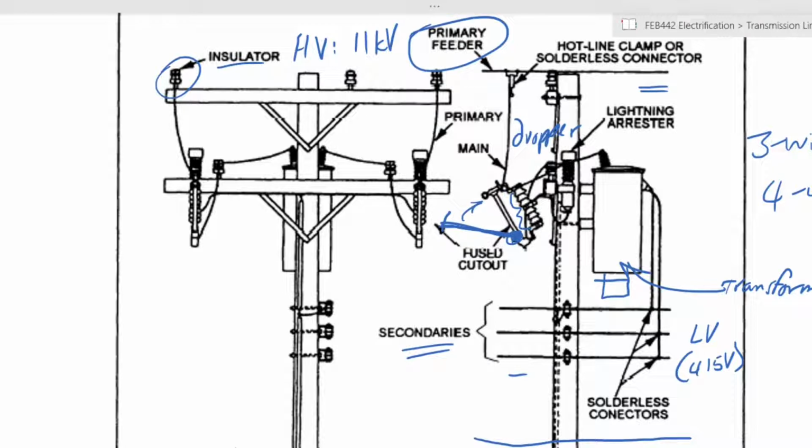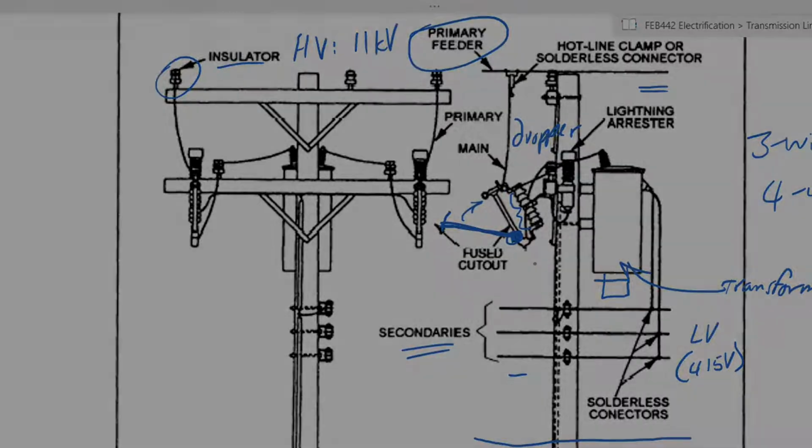I would encourage you, next time you actually see a transformer along the road, just stop, have a look at it, see if you can identify all the components of your transformer.